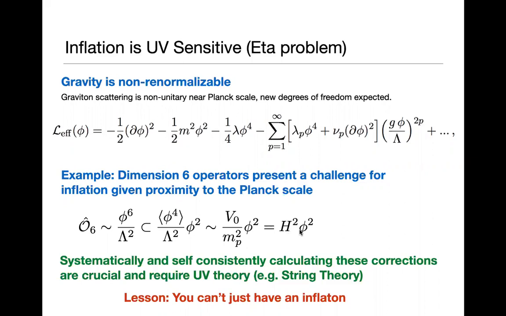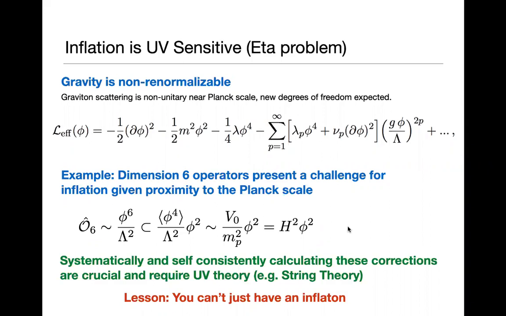Inflation is close to the Planck scale. Unlike, for example, the Higgs potential, you don't need to worry about Planck scale, although somebody might contradict me in this conference, but you don't need to worry about Planck scale corrections to the Higgs potential. But in the case of inflation, the inflaton is close to the Planck scale, and these corrections are really important. So you need a theory in which you can calculate these corrections. And the only theory I know of where you can actually do that is called string theory.